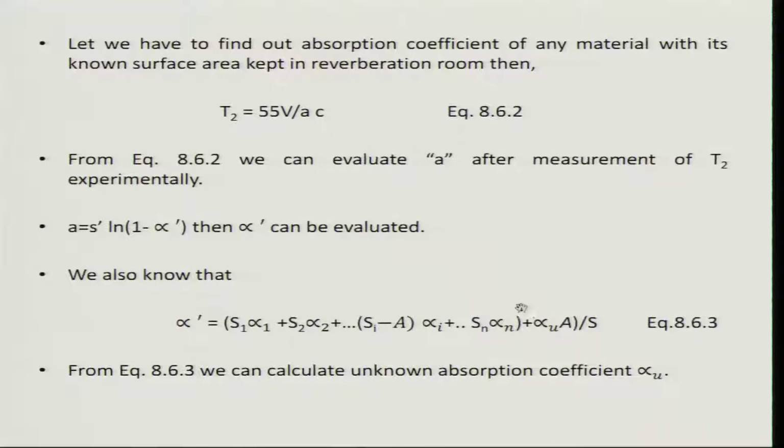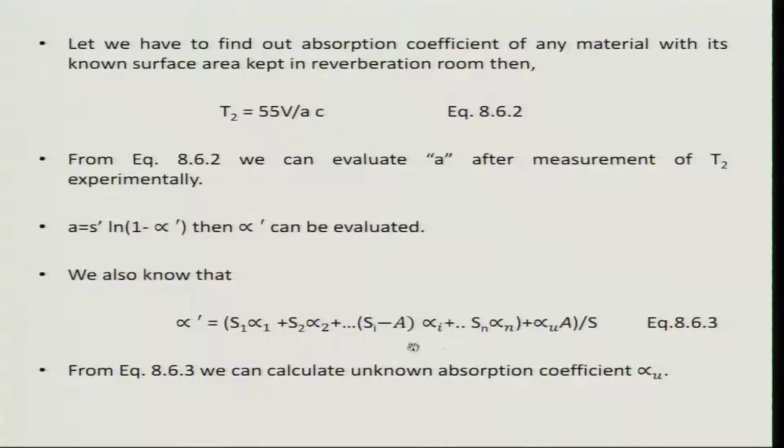So, if I can find now alpha prime for the room, then from that I can back calculate alpha u, which is the sound absorption coefficient. How do I do that? I once again measure the reverberation time of the room with the absorbing material, and in this relation from T2 I compute the new, modified parameter A, and this parameter A is log of S prime times log of 1 minus alpha prime.